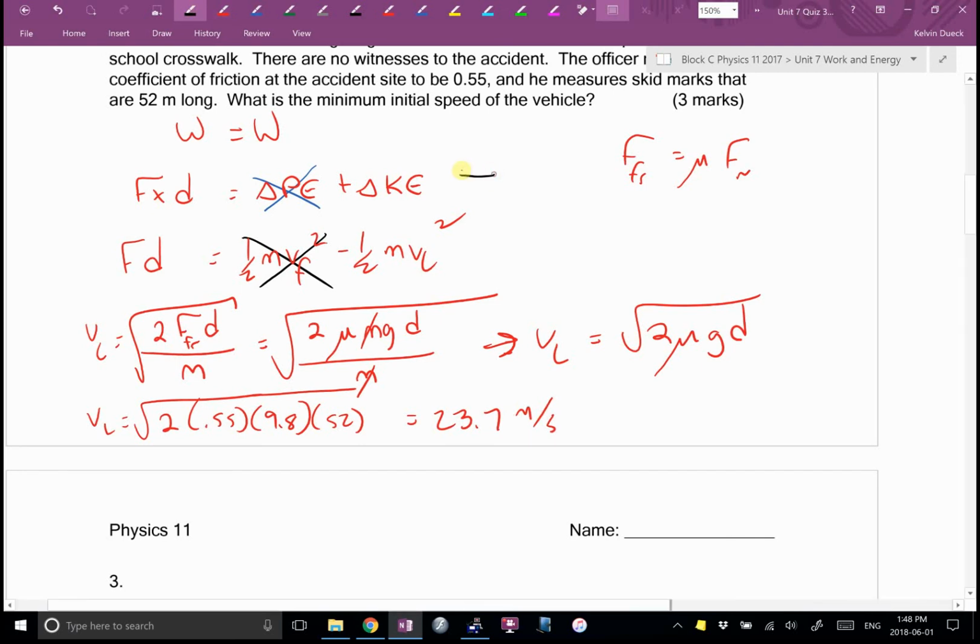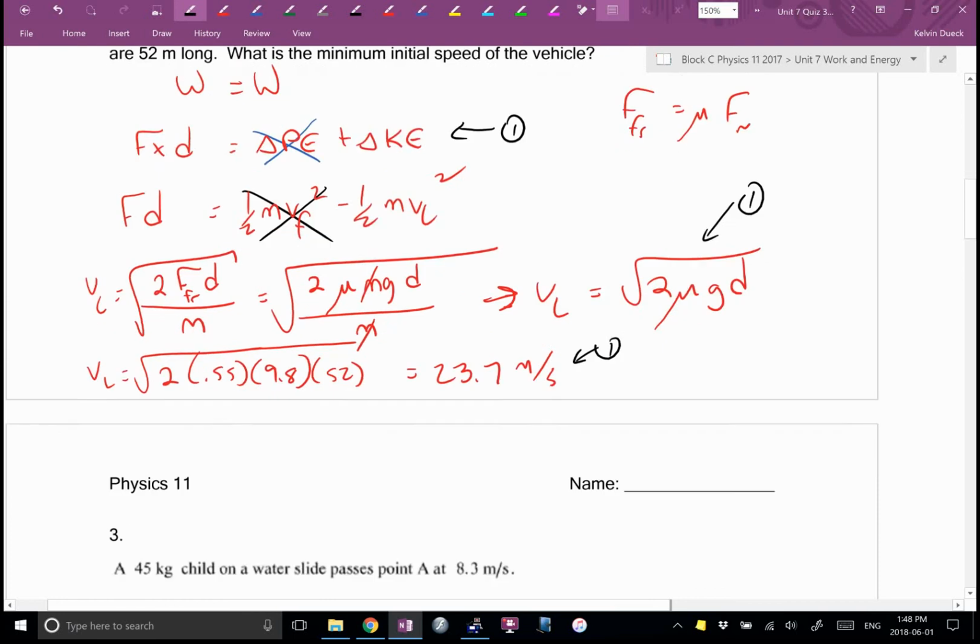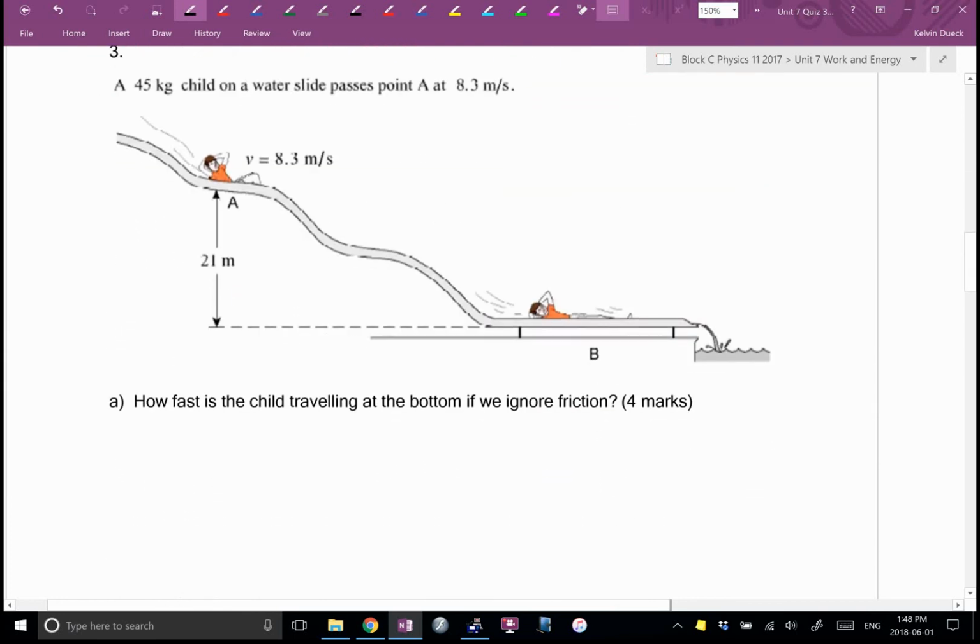Otherwise, I would probably give you 1 mark for that line. Well, you know what? I would give you 1 mark if I saw that, 1 mark for the answer, something like that. Then I would turn the page.